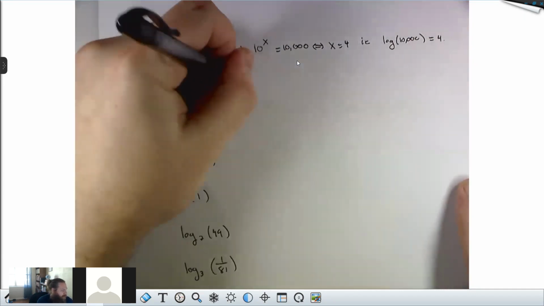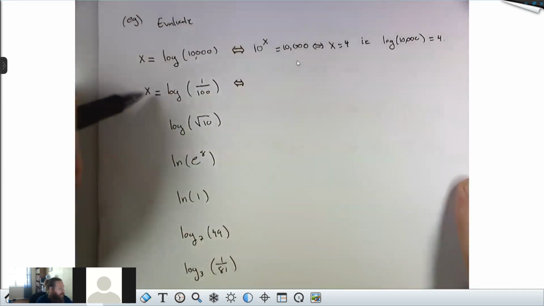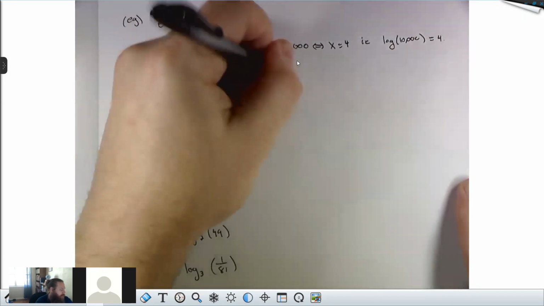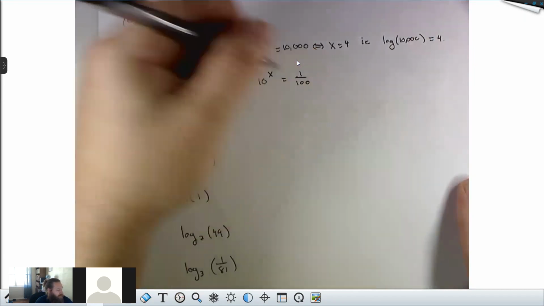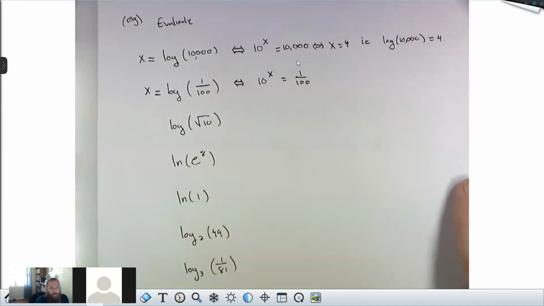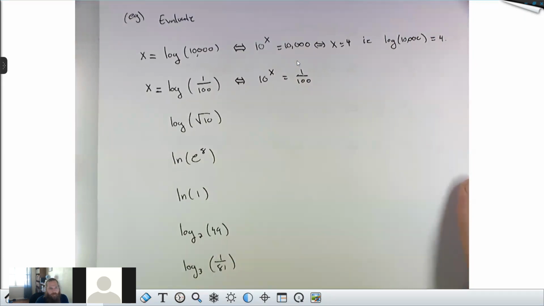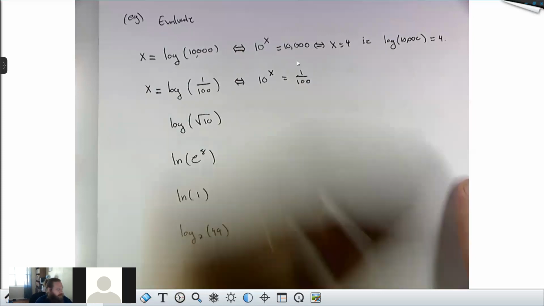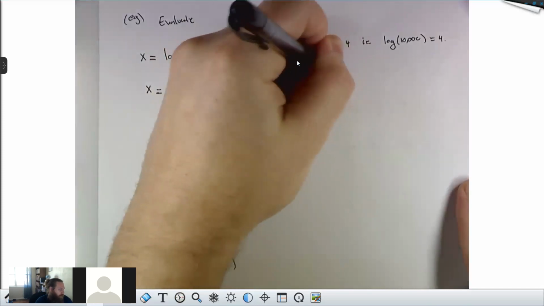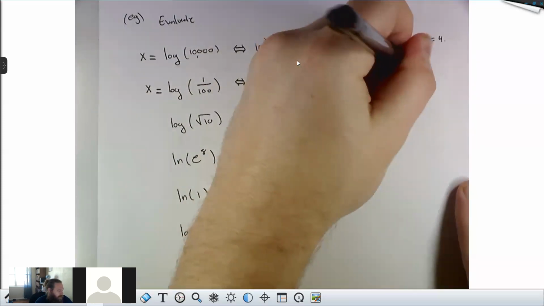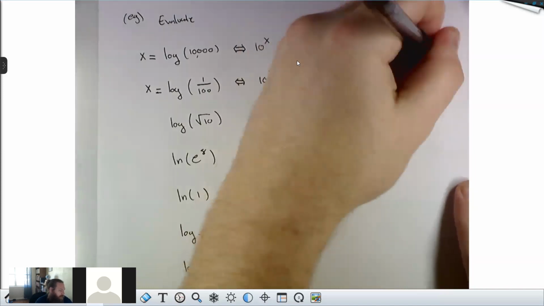I rewrite this as an exponential statement. x equals the common log of 1 over 100 is the same as saying 10 to the x is equal to 1 over 100. So what power of 10 gives me 1 over 100? Very good, -2, right? 10 to the 2 is 100, so 10 to the -2 is the reciprocal of 100. So x has to be equal to -2 here, that is, the common log of 1 over 100 is equal to -2.